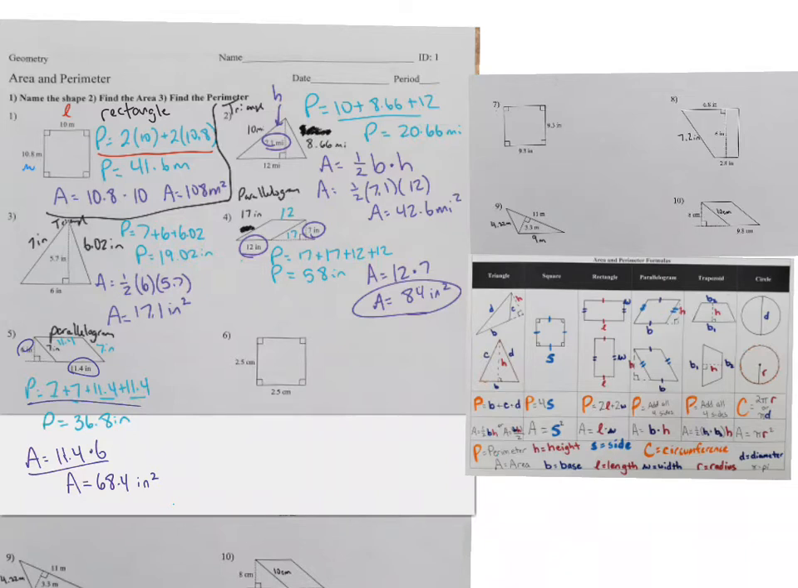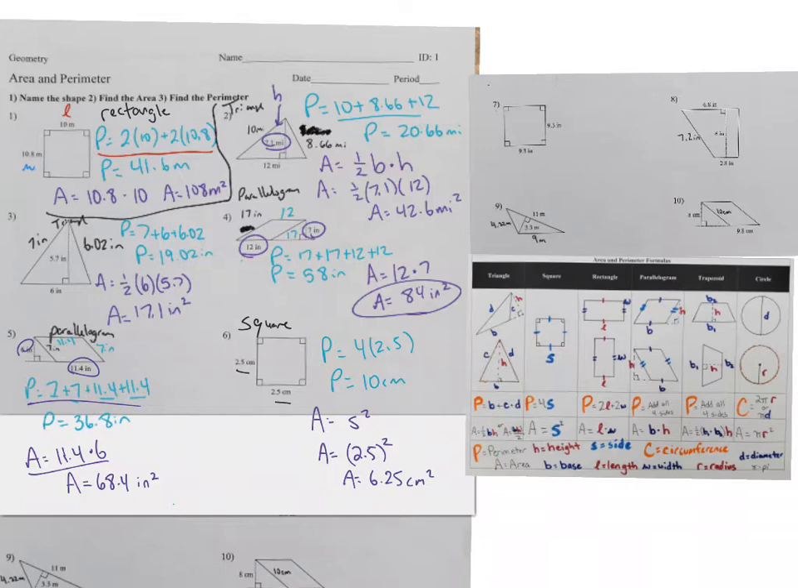Now 6 is a square, even though you could do it as a rectangle. It is a square because I see that those are the same. That and that's the same. So my perimeter for a square, if you want to be fast about it, is 4 times 2.5, or it's just going to be 10 centimeters. My area is equal to side squared, or 2.5 squared. So 2.5 times 2.5 is 6.25. So my area is equal to 6.25. Remember, it is square centimeters.